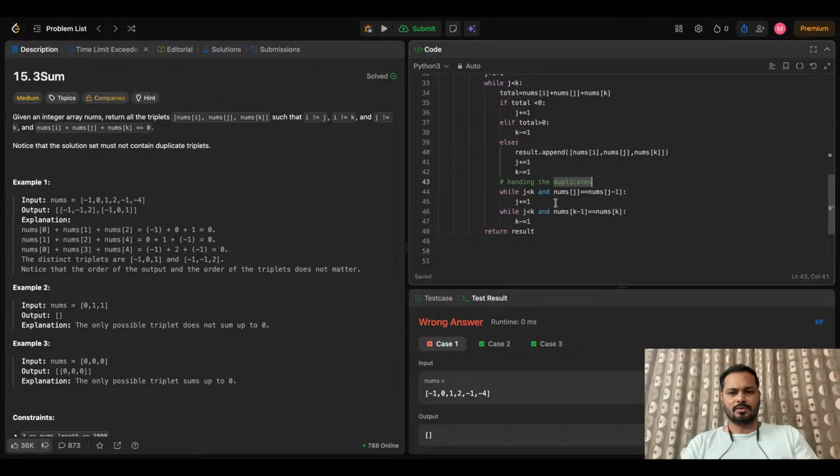So while j is less than k and nums of j equals nums of j minus 1, then I have j plus equals 1, while j is less than k and nums of k is equal to nums of k plus 1. Then it will do k minus equals 1.